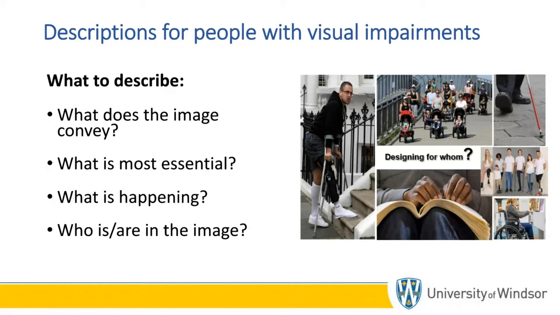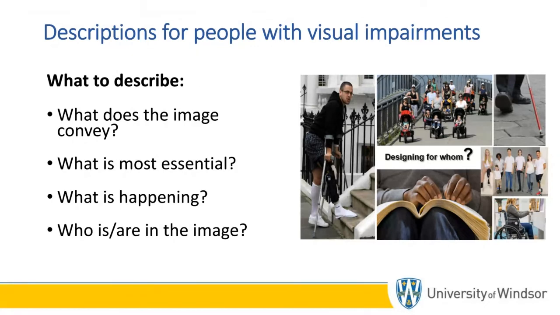The second question is, what is most essential? Now, in looking at this image, we might say that the relationship between all those images, but not everyone's going to see this at the same time. So you're going to have to think about, did I need to have all of these things to convey the same concept, okay?